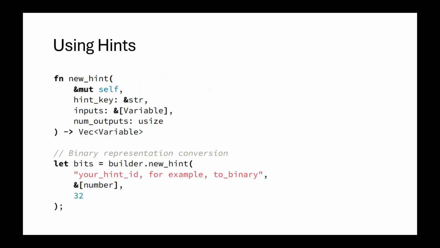Hint is something to compute. We can use hint to compute something that is difficult to compute in the circuit, like division. It's hard to compute division in the circuit, but we can compute it outside the circuit and then verify the result in the circuit. This can be done using hints. It's similar to that in Gnark.